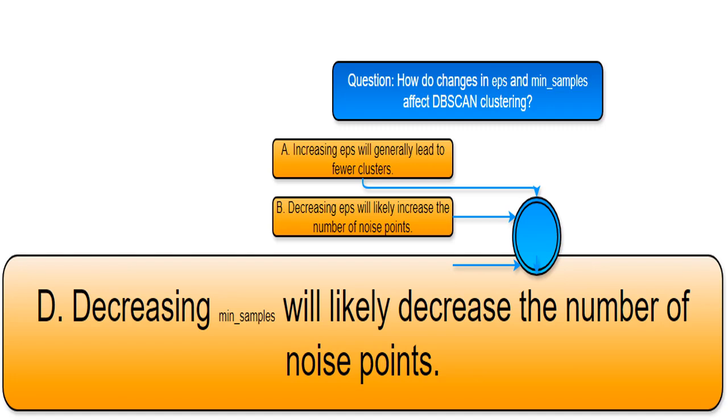I expect that lowering min_samples makes it easier to form a cluster, as fewer points are needed to satisfy the density condition. Therefore, fewer data points will be left ungrouped and labeled as noise. Think of lowering the bar for forming a group. More groups will satisfy the requirement, resulting in fewer ungrouped points or noise.